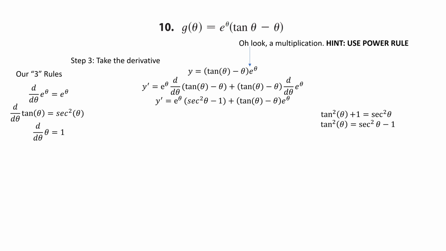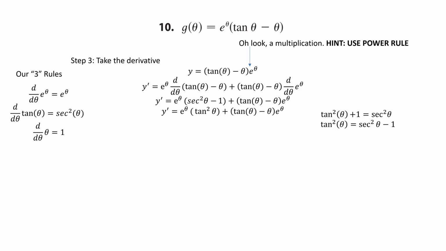At this point, I'm going to use a little identity here. You don't have to, but it makes everything look nicer. So tan squared is the same as secant squared minus 1, so I can take that secant squared minus 1 in the first term and just replace it with the tan squared. I don't know, it looks a bit nice to me.